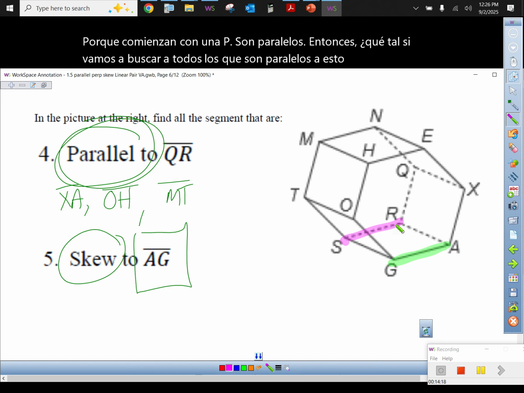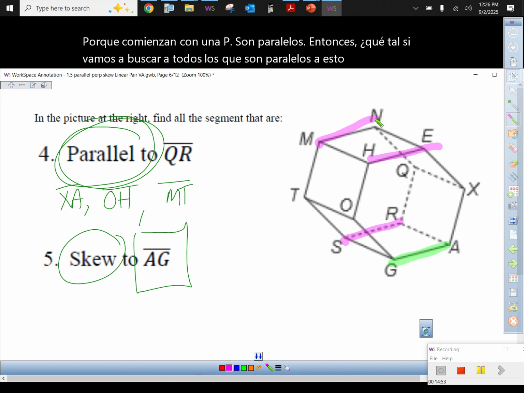Who are the guys that are parallel to this guy? Who you got? SR. Got him already. HE, like him. Anybody else parallel to him? Segment MN. Is there anybody else that's parallel to him? So what I'm doing is saying these pink guys cannot be in my answer because I want skew, and these are parallel to it. So these were not skew.